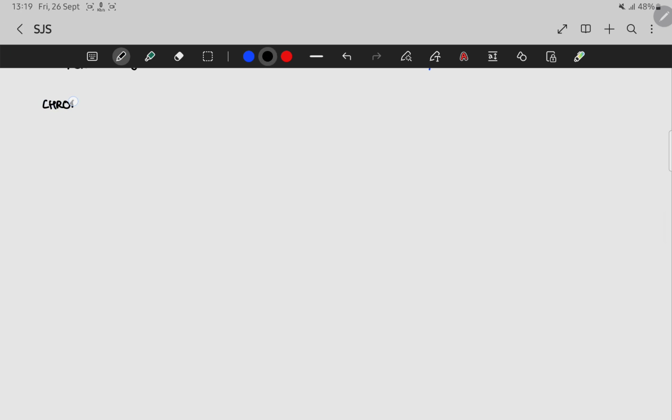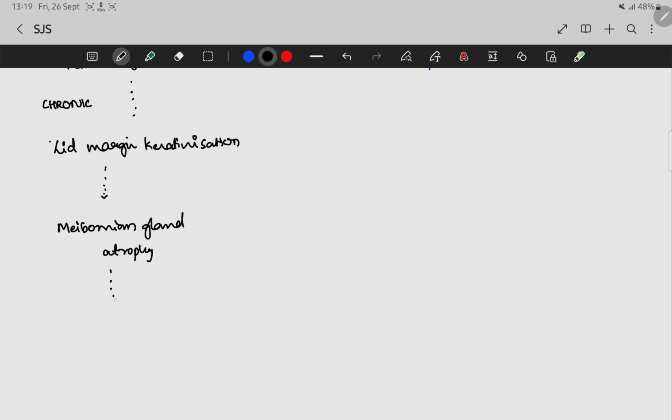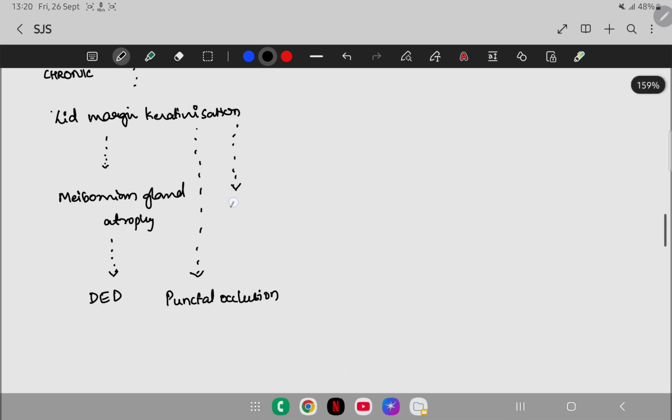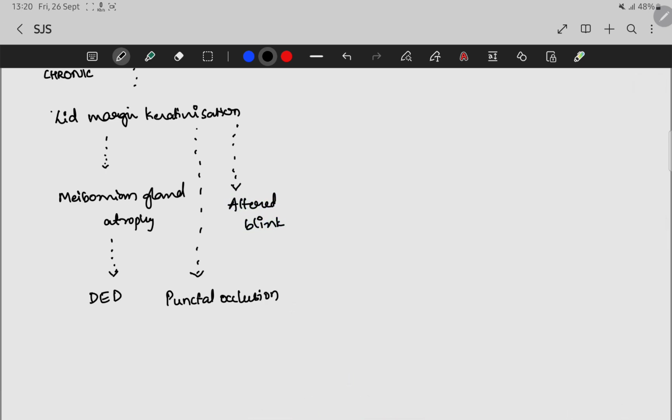Coming to some chronic ones, there is lid margin keratinization. This leads to meibomian gland atrophy, which in turn leads to dry eye disease, and this can also lead to punctal occlusion. And also altered tear film, so this can also lead to dry eye disease. So these are all interrelated things, right?